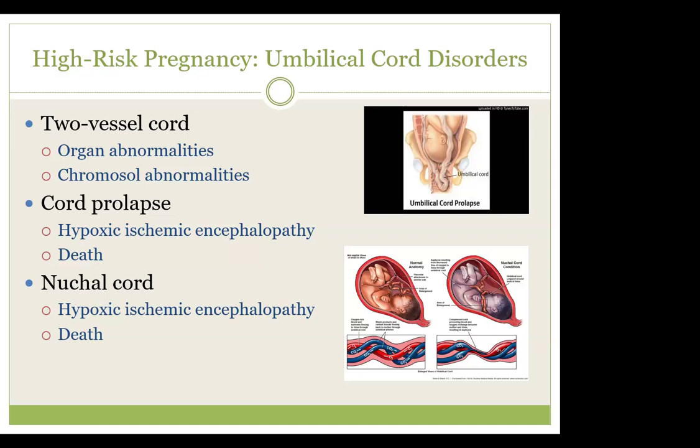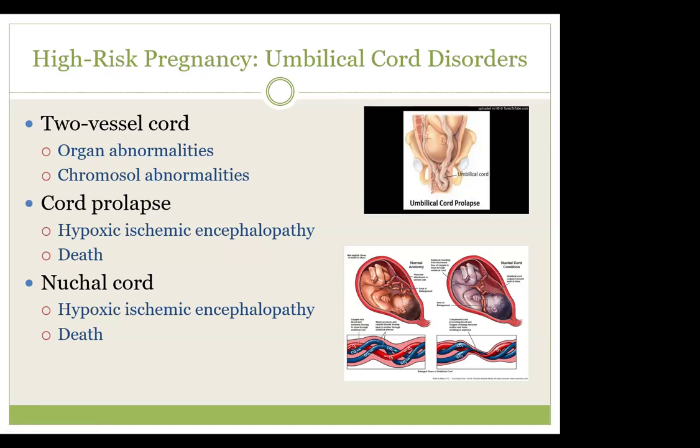Umbilical cord disorders. So we talked about every umbilical cord has one umbilical vein, two umbilical arteries. Well, that's not exactly true because you can have a two-vessel cord. Two-vessel cord can be an indication of organ abnormalities and chromosomal abnormalities. However, it doesn't have to be.